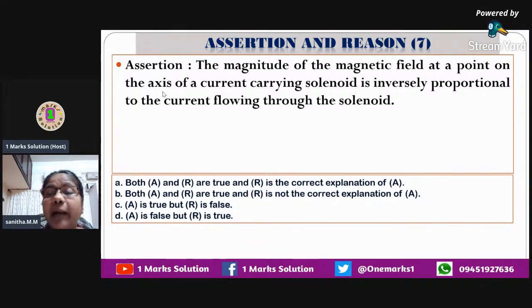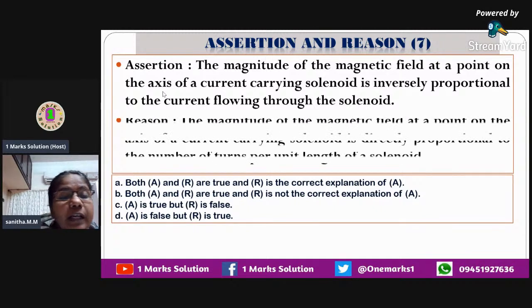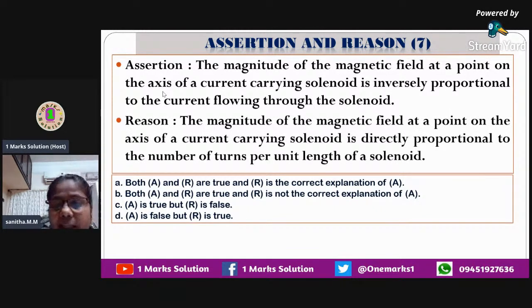The magnitude of the magnetic field at a point on the axis of a current carrying solenoid is inversely proportional to the current flowing through the solenoid. Just think of it. What is it? Magnetic field is inversely proportional to the current flowing through the solenoid. No, it is directly proportional. When the current increases, the magnetic field also increases. So assertion is wrong. Assertion is false. Now we can go for the reason. The magnitude of the magnetic field at a point on the axis of a current carrying solenoid is directly proportional to the number of turns per unit length of a solenoid.